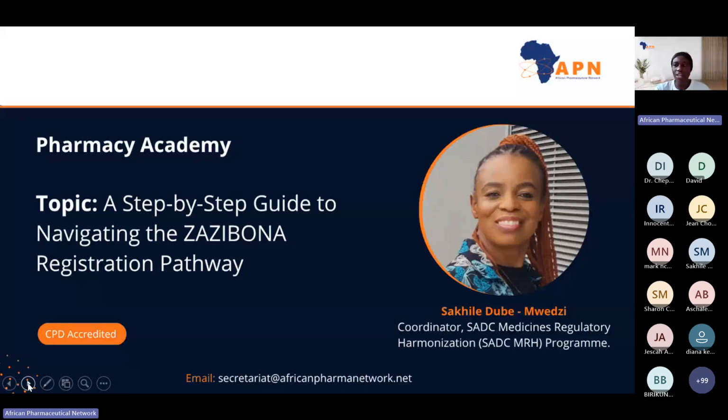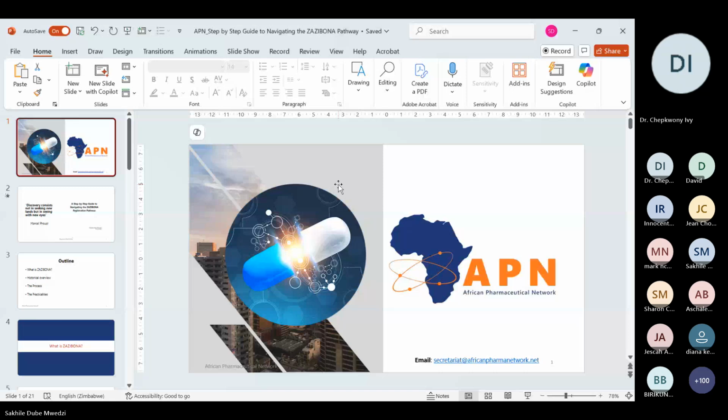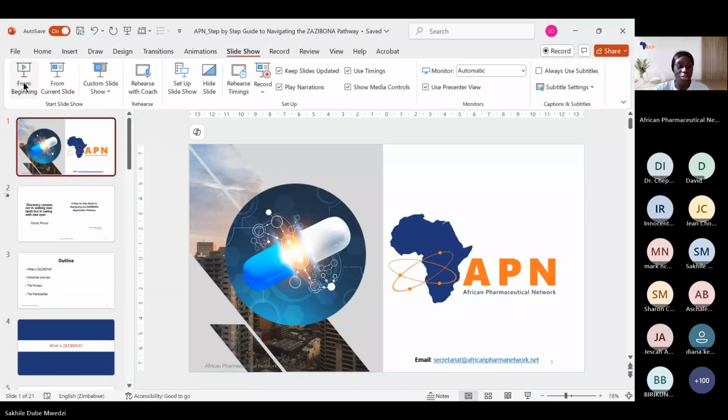If you're a manufacturer or a distributor, and you're bringing your product and introducing it to the southern part of Africa, how then can you utilize this registration pathway to the advantage of your organization, to the advantage of the South African people, and also to ensure that you keep on building that which is established upon the continent when it comes to ensuring access to safe, quality, and effective medicines, even in the South. So with that, I would love to introduce Sakile, and who is Sakile Dube Mwezi.